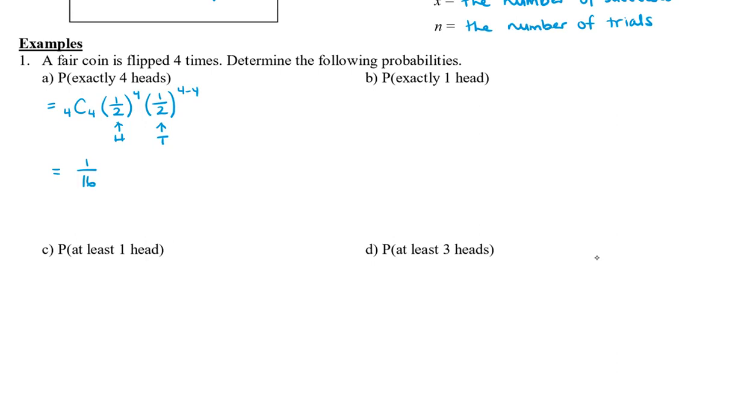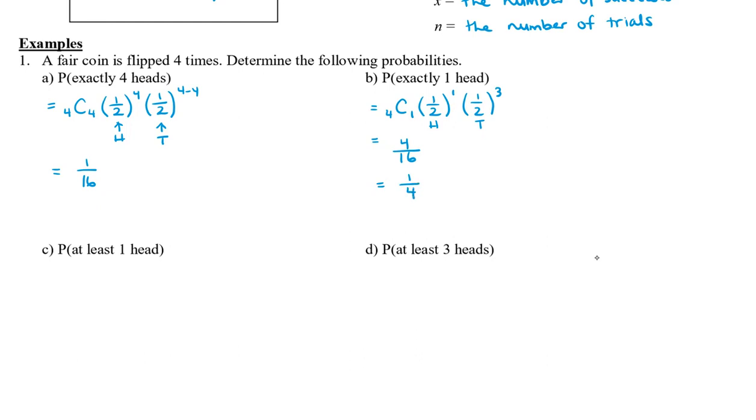Okay, what happens if we want exactly 1 head? Then we're still tossing the coin 4 times, 4C1, and now we have half to the power of 1, and then half to the power of 3, because those are the tails. So again, the first fraction stands for the heads, the second fraction stands for the tails. And then typing this again, we get 4 out of 16, which equals a quarter.